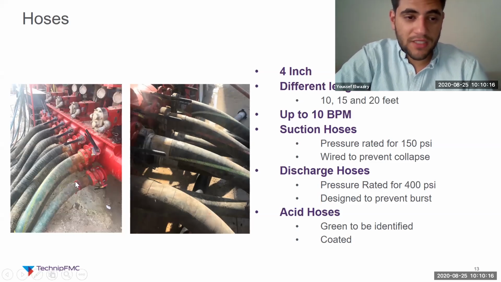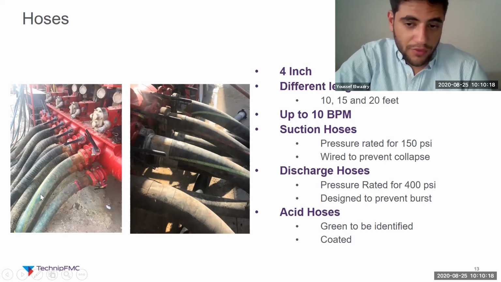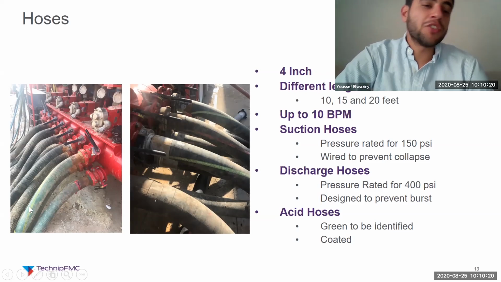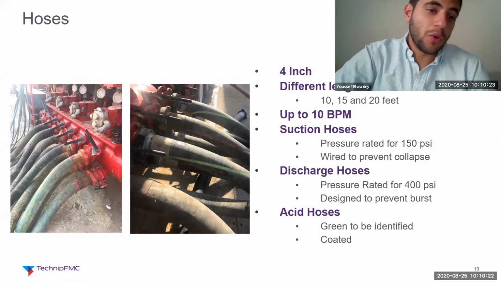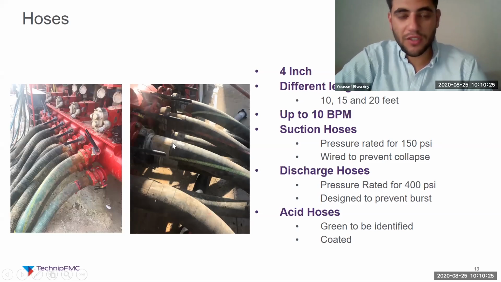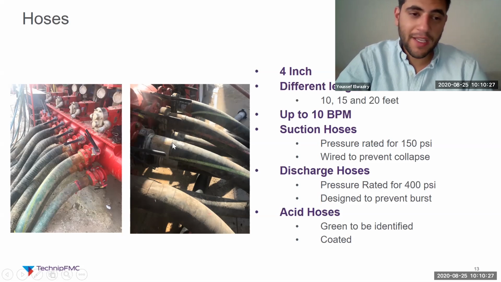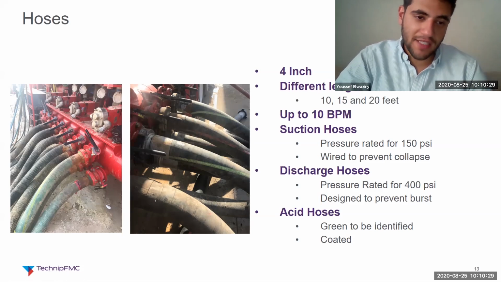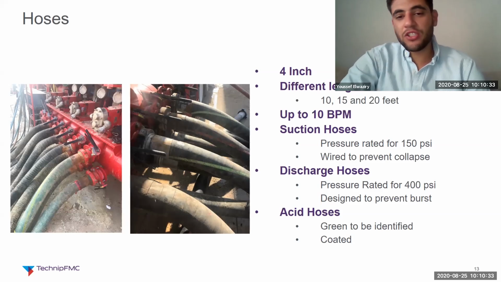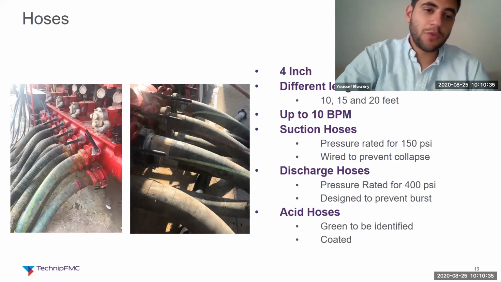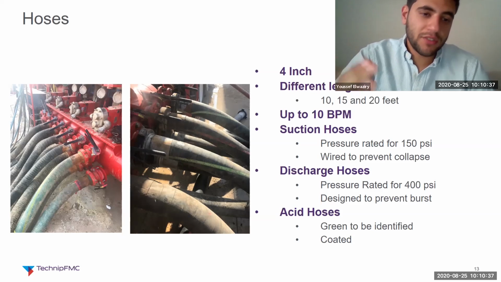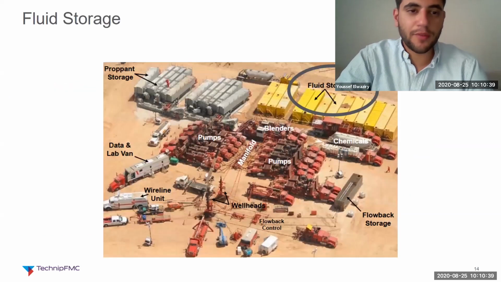We also use acid hoses, and usually they're a different color. For example, here they're green, just for us to identify which one is for acid and which one is not for acid. And again, they're coated from the inside because acid may eat out the rubber. Usually the suction hoses would be on the suction side of the blender, and discharge is going to be on the discharge side of the blender.